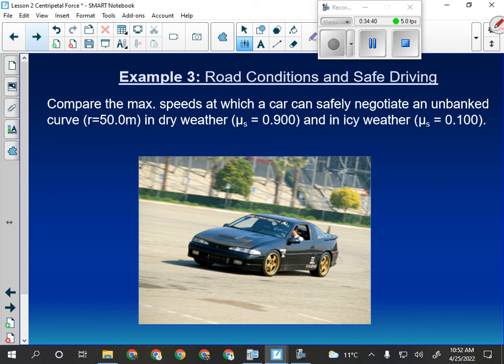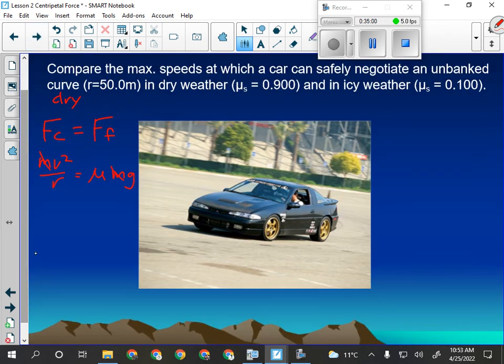So let's have a look at what this looks like. Force centripetal is equal to the force of friction, and this is for dry. So we would have mv squared over r equals mu mg. We know already the m's cancel. They didn't even tell us the mass of the car. We're trying to solve for v. So what do I need to do with r? Multiply it over the other side. So v squared equals mu g r.